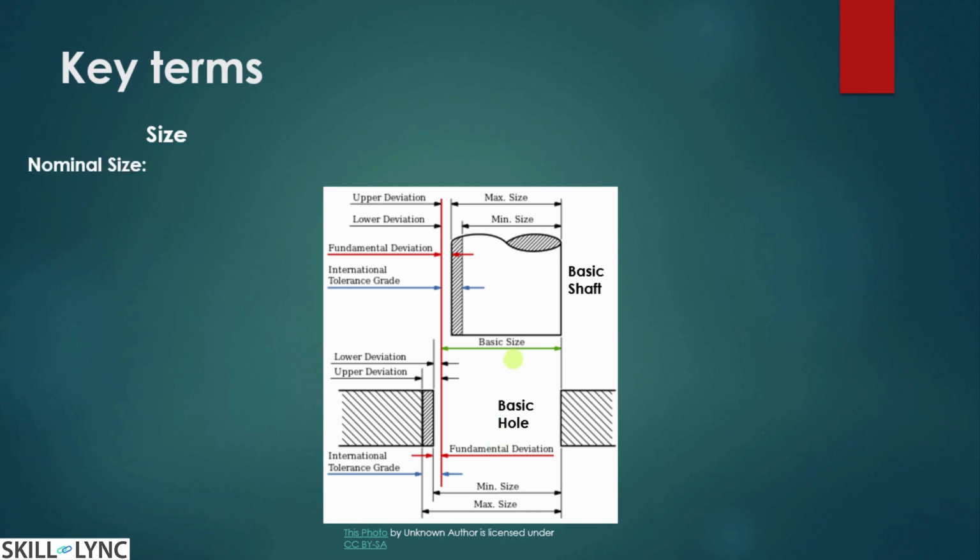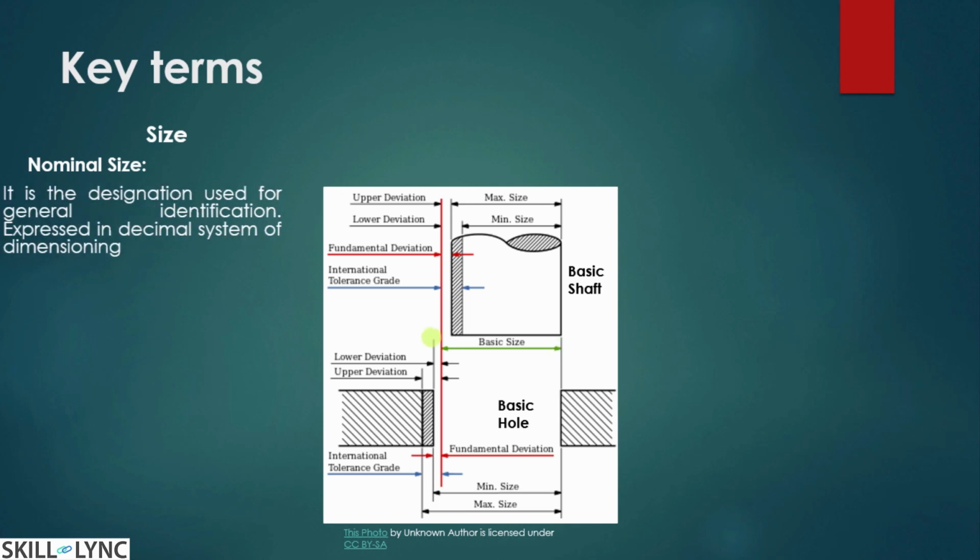So first is the nominal size. Nominal size means that it's the general identification that is used to refer to the shaft. It is expressed in a decimal system of dimensioning. Earlier, you could see in the previous slide we had mentioned that the nominal size of the shaft was to be 50 mm in diameter. So that is a general identification or base identification that you use to define the shaft or the hole.